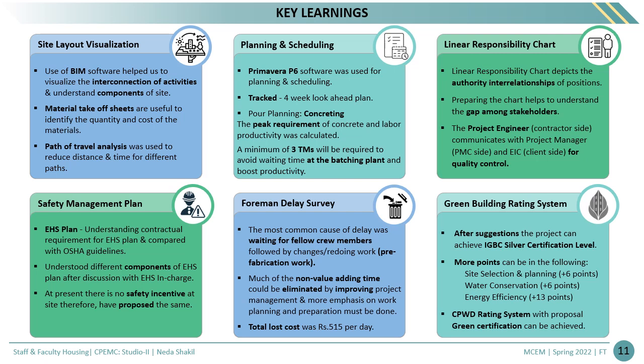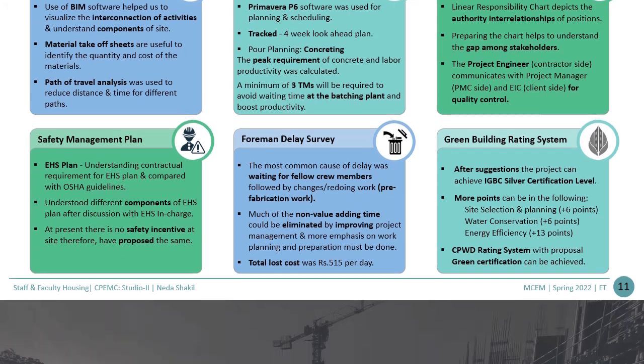Green Building Rating System. After suggestions, the project can achieve IGBC Silver certification level. We observed more points in the following categories: site selection and planning, water conservation, and energy efficiency. Also, the CPWD rating system with the proposal can achieve green certification.